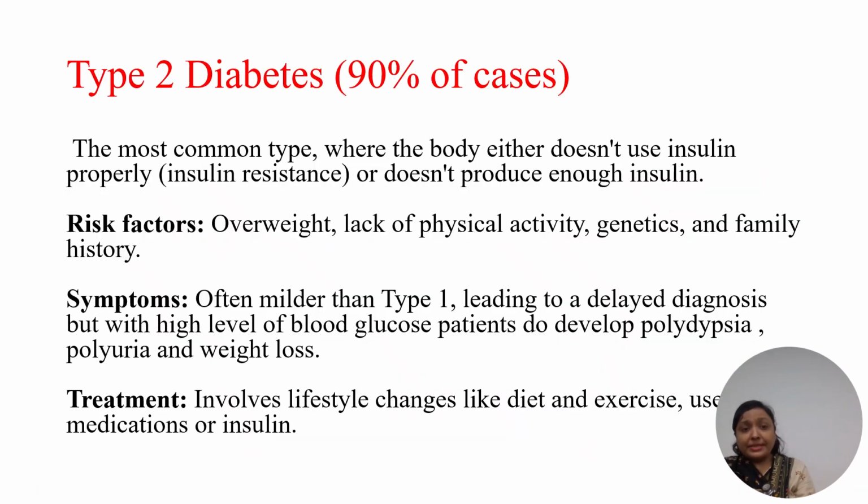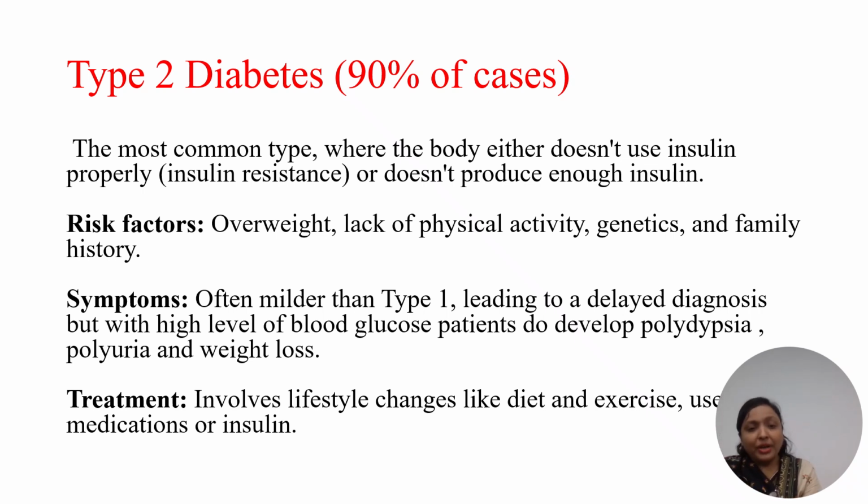Now come to the next type, which is more common, which occurs in 90% of the diabetic patients. This type is more common than type 1. This is type 2 diabetes mellitus. In this, the body either does not use insulin properly, which we call as insulin resistance, or the pancreas is not producing enough insulin.